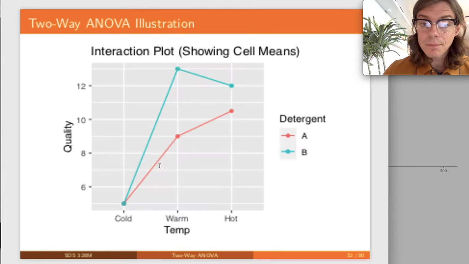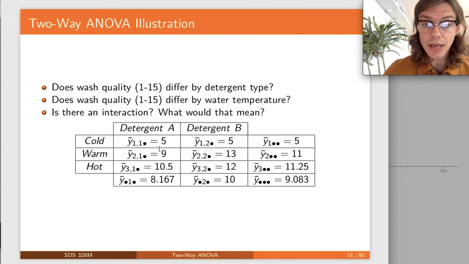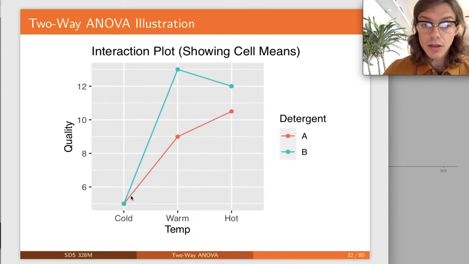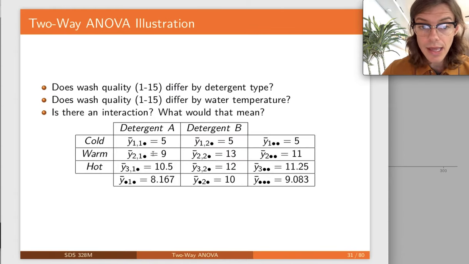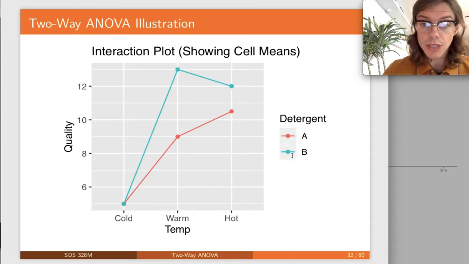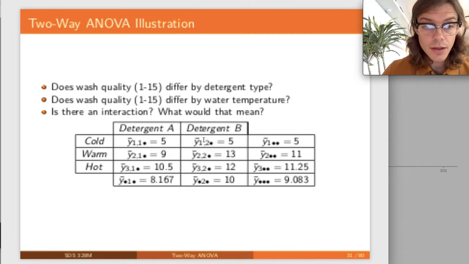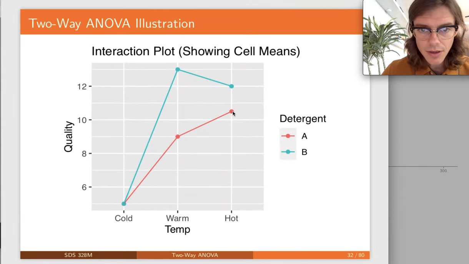Remember, in cold, A and B both had averages of 5 and 5, so they're overlapping. For warm, A and B are 9 and 13. Looking here, warm, detergent A is red, detergent B is blue, there's 9 and there's 13. We're just plotting those cell means. And finally for hot, what was it? 10.5 and 12. So for hot, we have a mean wash quality of 10.5 for A. For B, we have 12.